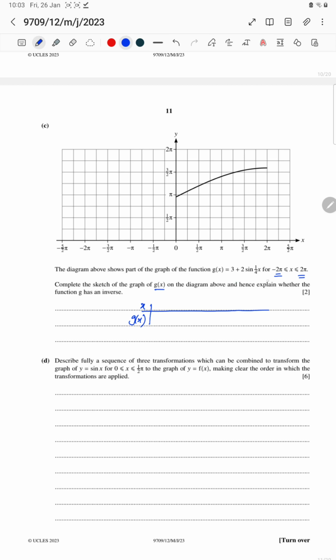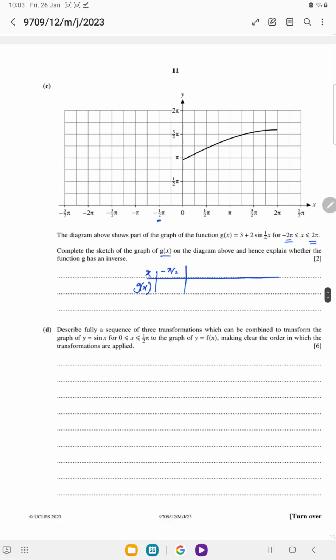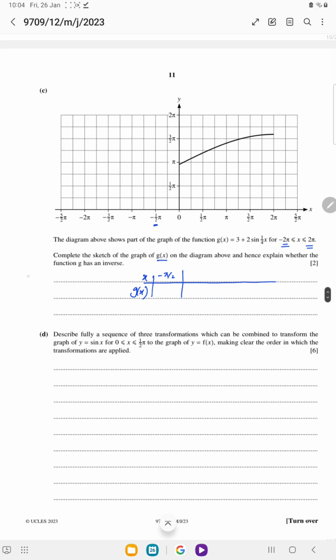So, to complete the sketch of the graph, we can take different values, say minus pi by 2. The given function f of x has domain from 0 to 2 pi, but the g of x domain is minus 2 pi to 2 pi. So take the value of minus pi by 2 and see what comes with the help of a calculator. I will just replace here g.